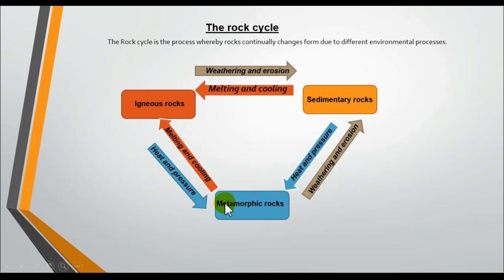Same thing here with metamorphic. They might ask you how it turns into sedimentary rocks or how it turns into igneous rocks. All you need to know is that there must be heat and pressure to form metamorphic rocks. Same thing here with sedimentary. There must be weathering and erosion.